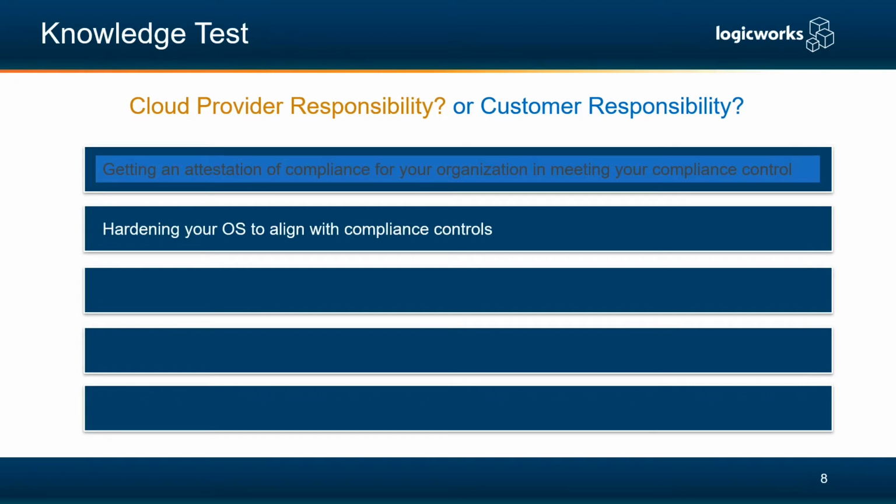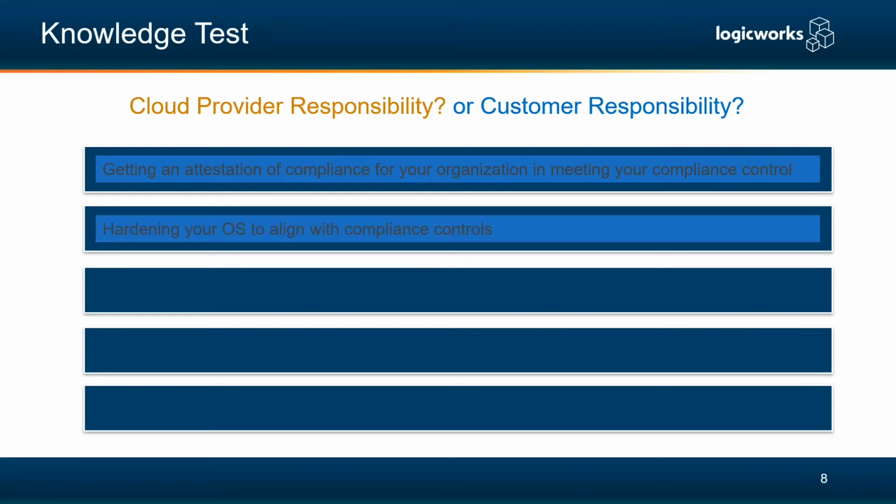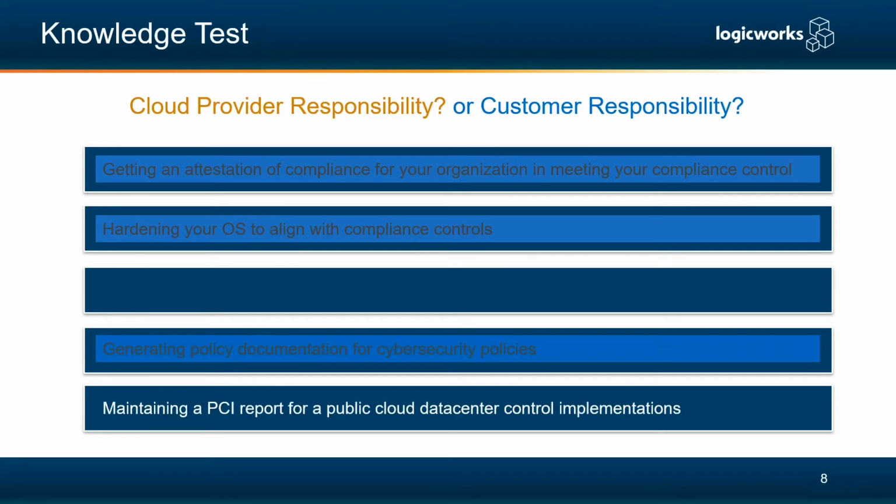What about hardening your operating systems to align with those compliance controls? So when you think about hardening operating systems, think about things like antivirus or locking down admin privileges and maybe locking down a few different ports on the operating system. All of those tasks, those would be the responsibility of the customer. Next up, we have generating policy documentation for your cybersecurity policies. That would be the customer responsibility as well.